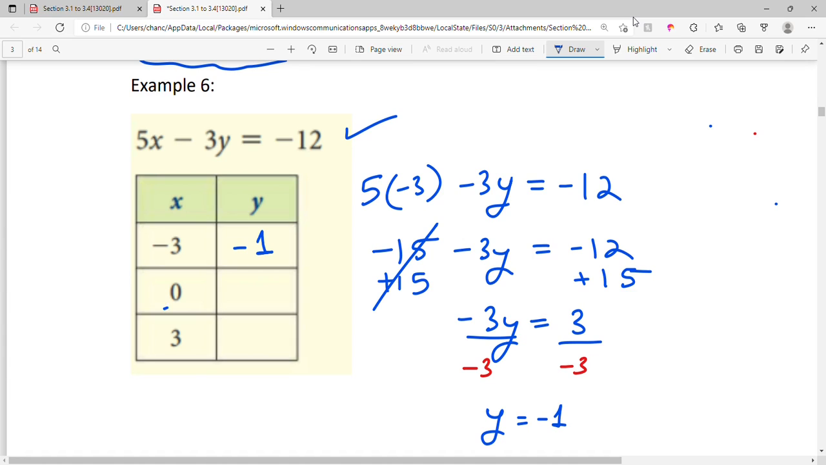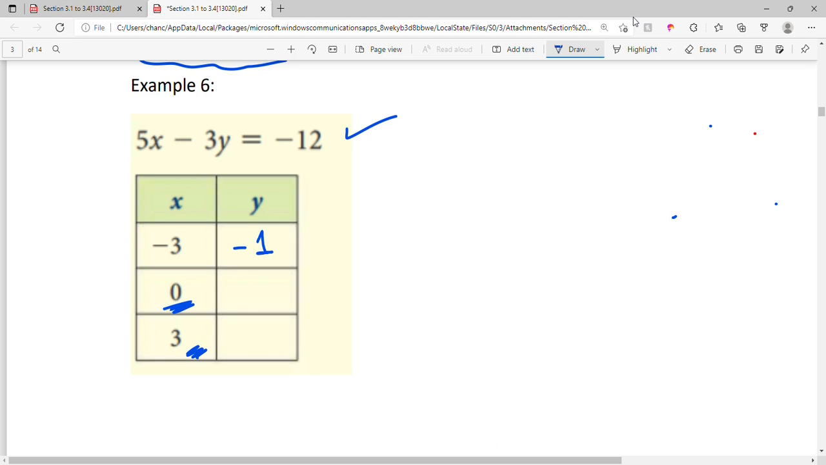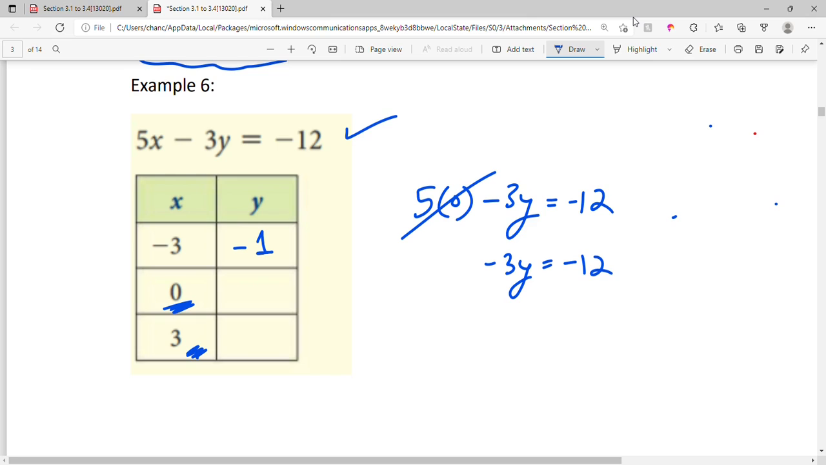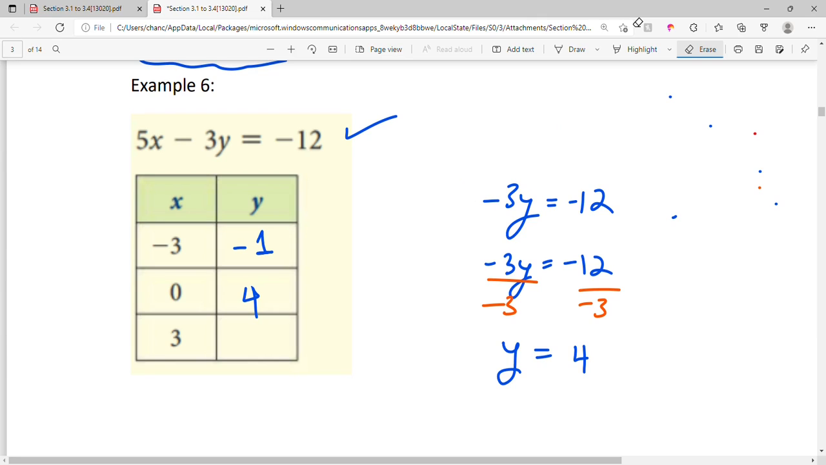And for the other 2 points, we just do it again. Let's give that a try. We're going to substitute a 0 for the x. 5 times 0 minus 3y is equal to negative 12. 5 times 0 cancels out. Negative 3y is equal to negative 12. Let's divide both sides by negative 3. And now y is equal to negative 12 divided by negative 3. That's a positive 4. This means that 0 comma 4 is also a solution to the equation.